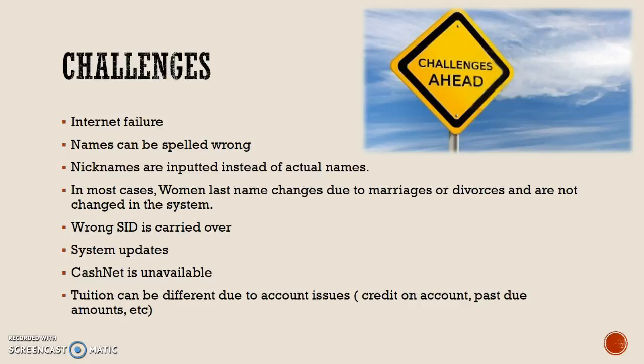Wrong student ID numbers can be carried over. Since we're using multiple screens, wrong ID numbers can affect the process. System updates. The system can be updated, which can cause many of the systems to run slower. Also, CashNet becomes unavailable due to maintenance and or an update. Tuition can be calculated very differently depending on credits on the student's account or if they have past due amounts.